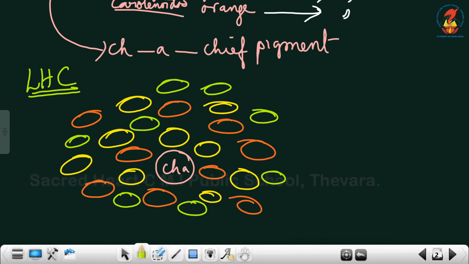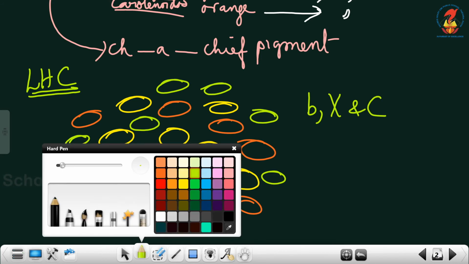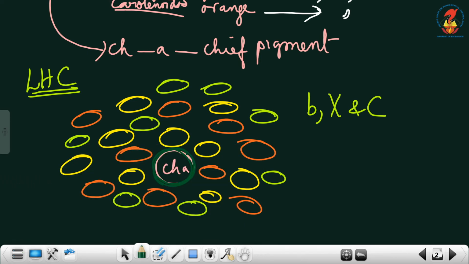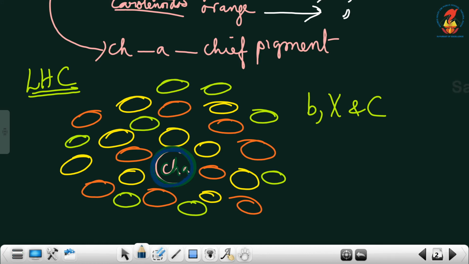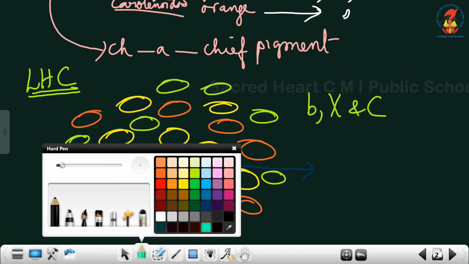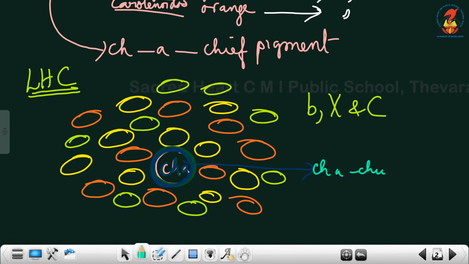It comprises hundreds of chlorophyll B, xanthophylls and carotenoids, but only one chlorophyll A, which is bluish green. Only one chlorophyll A, which is the chief pigment. Chlorophyll A, I have to give a tinge of blue. Okay, I don't have the apt color, so chlorophyll A, there is only a single pigment at the center, that is chlorophyll A, which is the chief pigment which absorbs light, which is a major pigment.